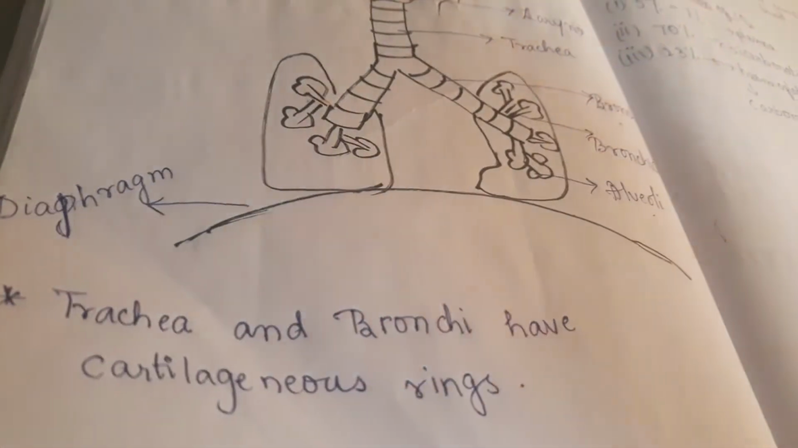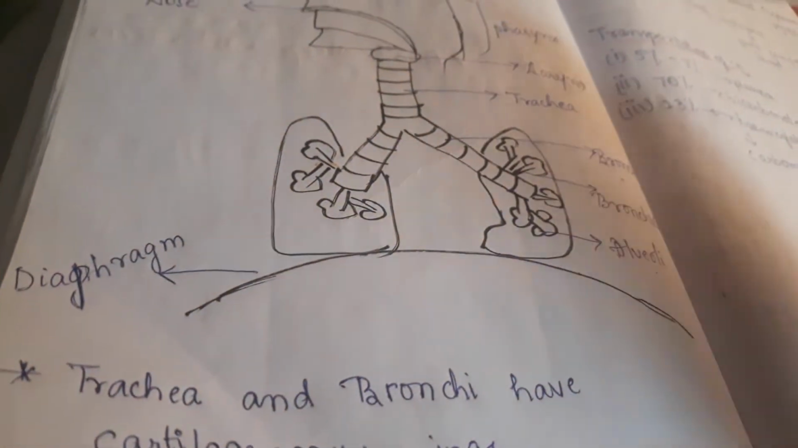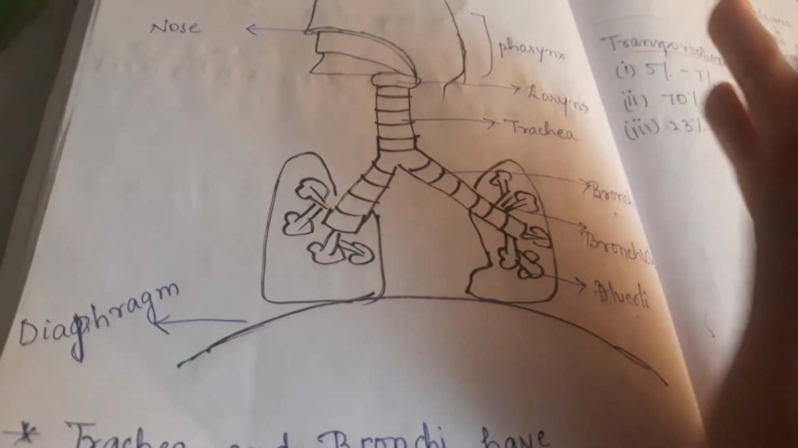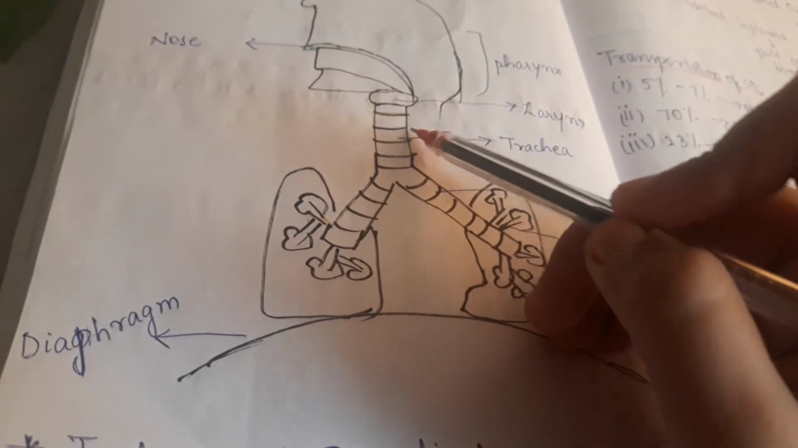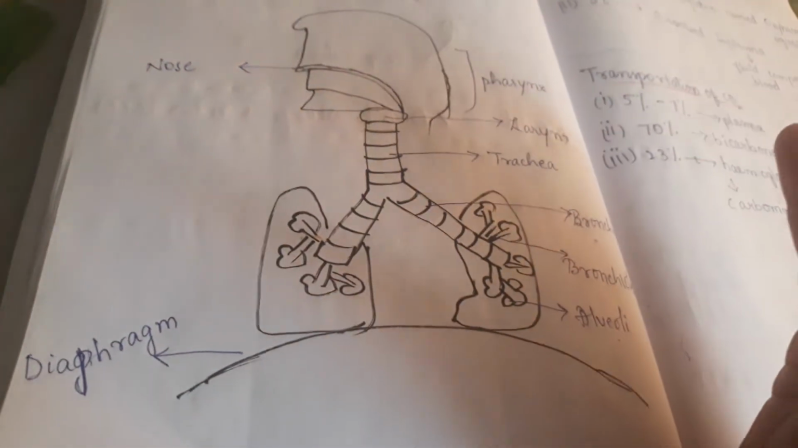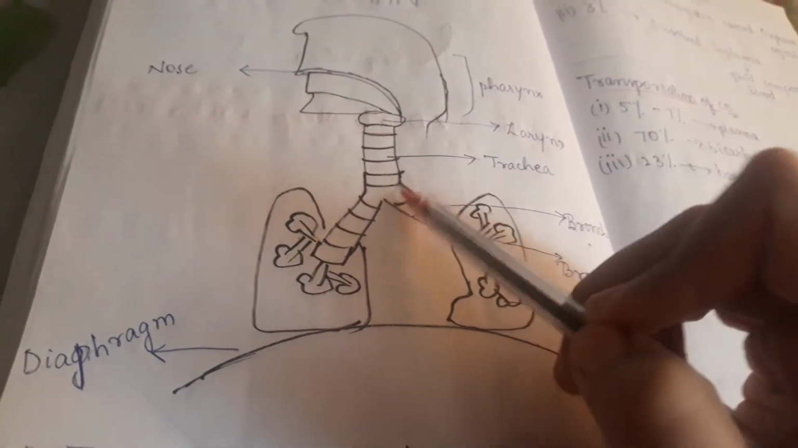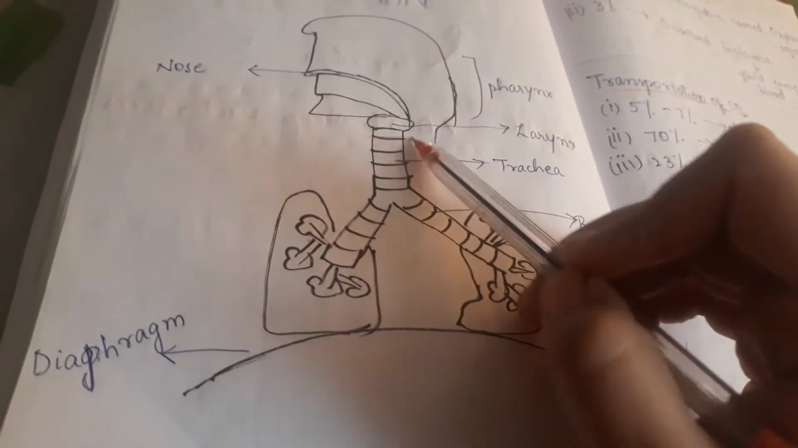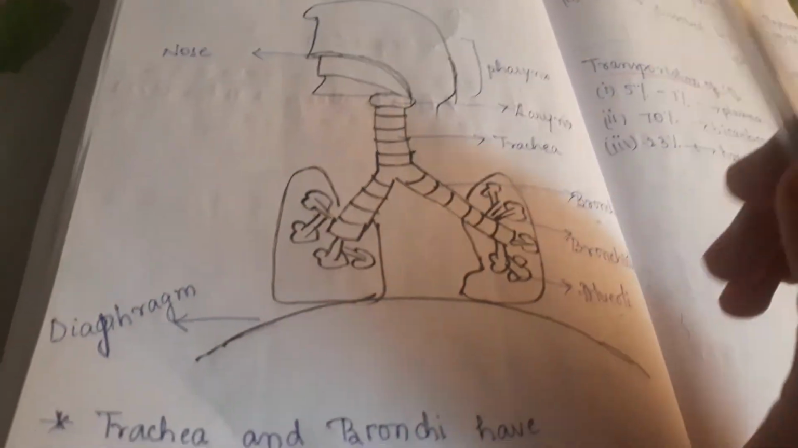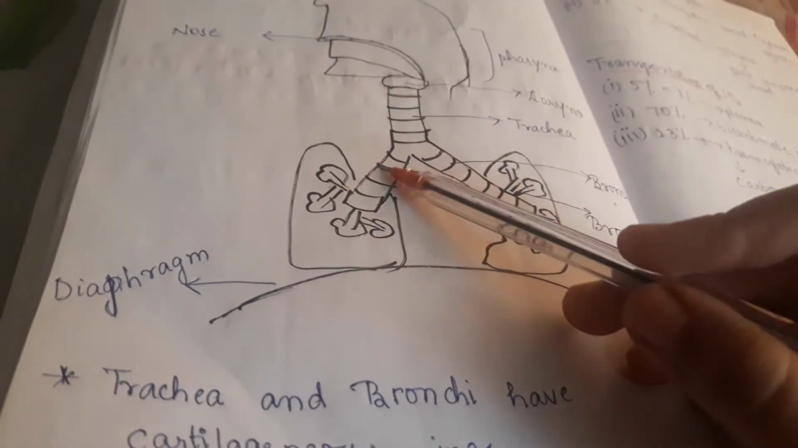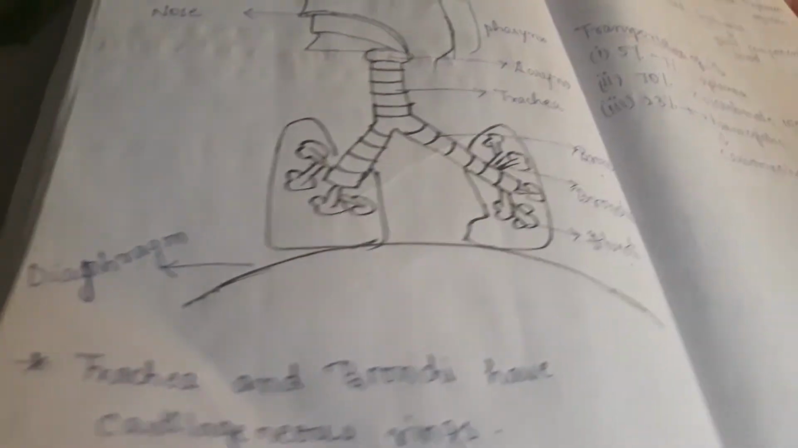And one more thing. See, trachea and bronchi have cartilaginous rings, rings made up of cartilage. Why does the trachea have rings? Because when there is an absence of air, the trachea shouldn't collapse. For that, the structure of the trachea is made up of rings, and that too cartilaginous rings. Even bronchi are made up of cartilage. Now let us see this thing.